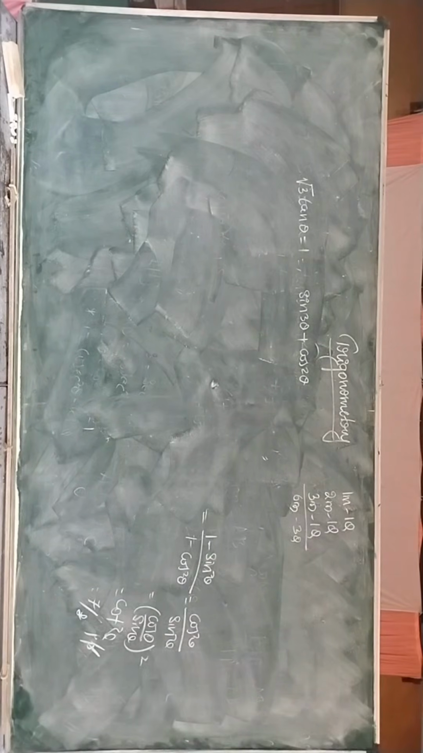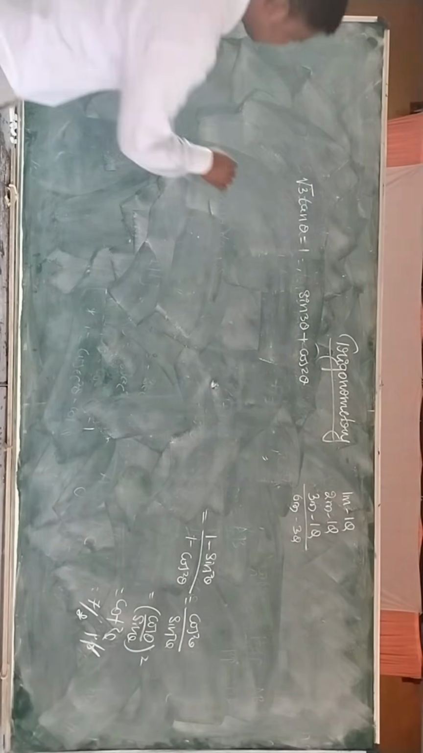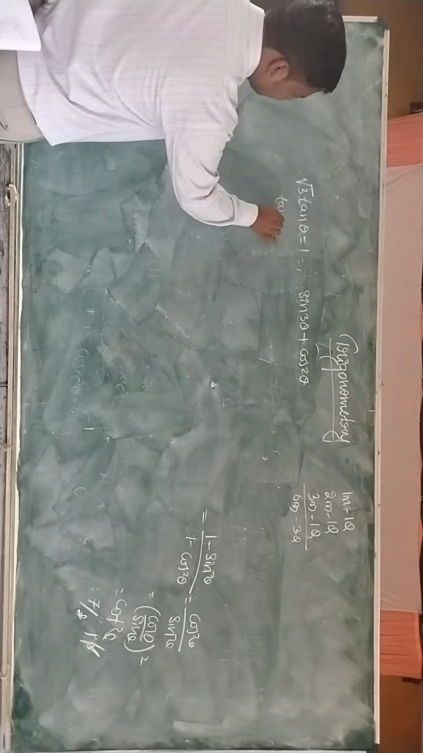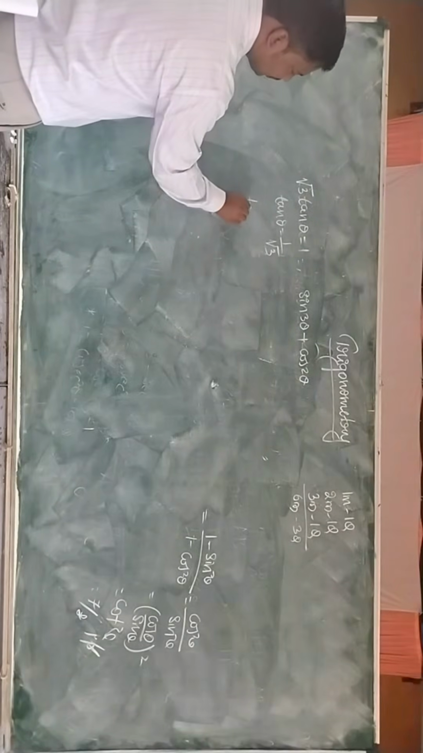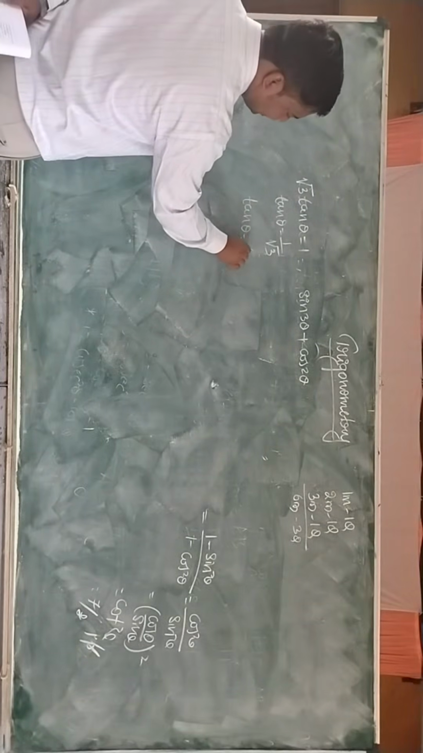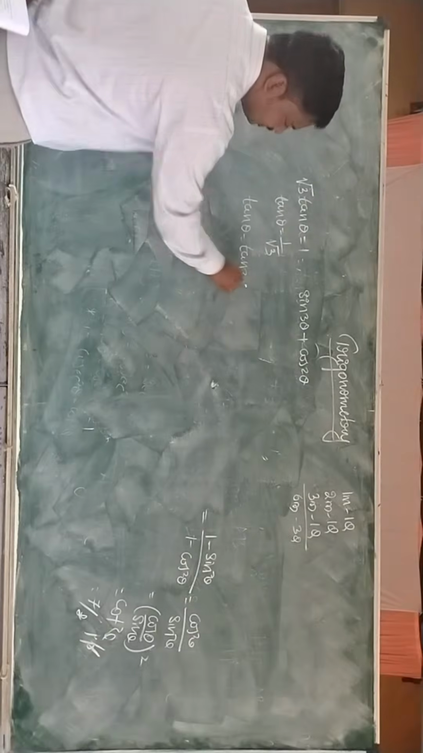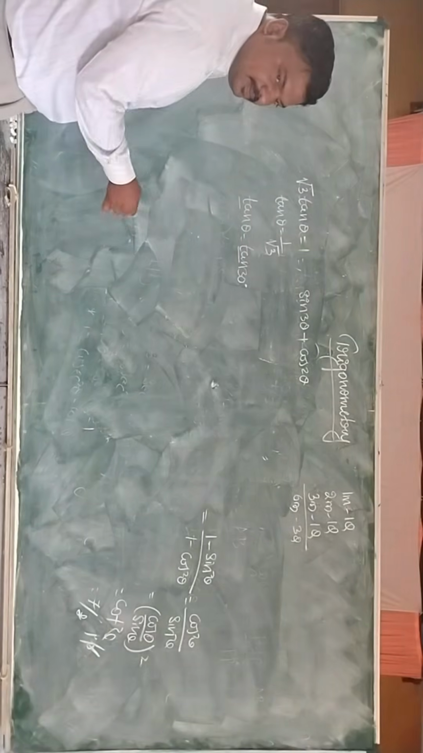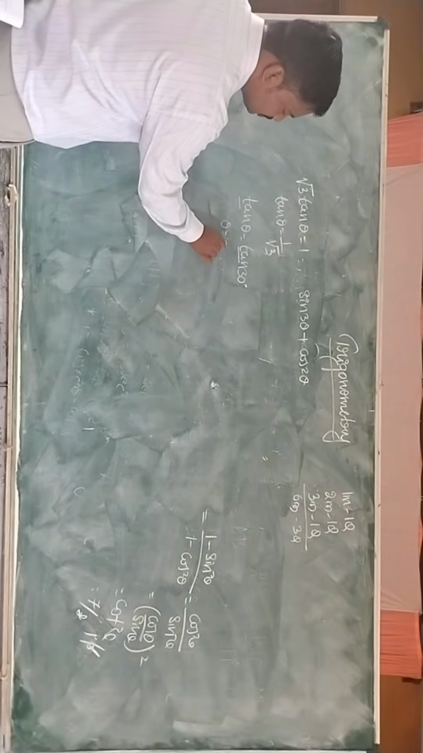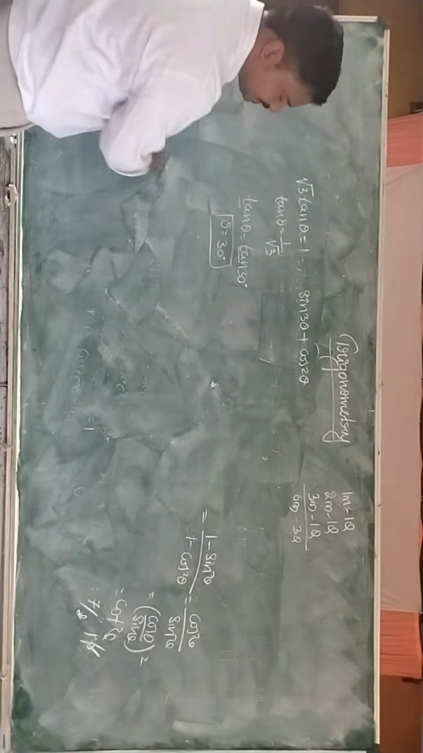Simple. What is the answer? 3 upon 2. Okay, see here. Tan theta is equal to 1 upon root 3. Tan theta is equal to tan 30 degree. Am I right? Tan 30 is nothing but 1 upon root 3. If the functions are equal, then angles are also equal. So theta is equal to 30 degree.